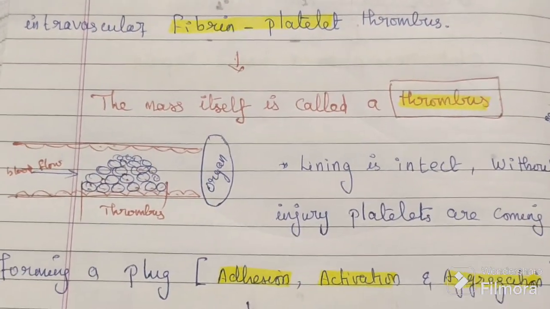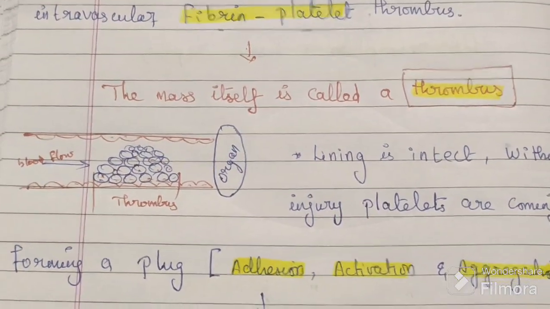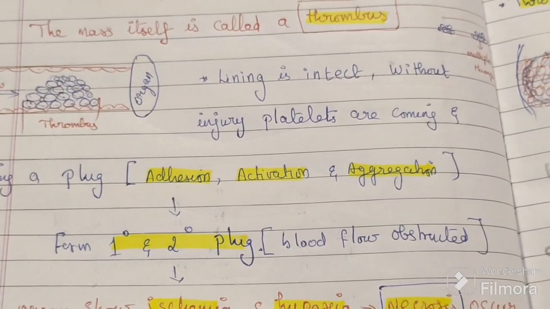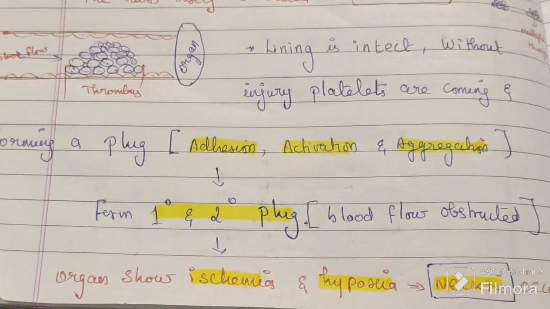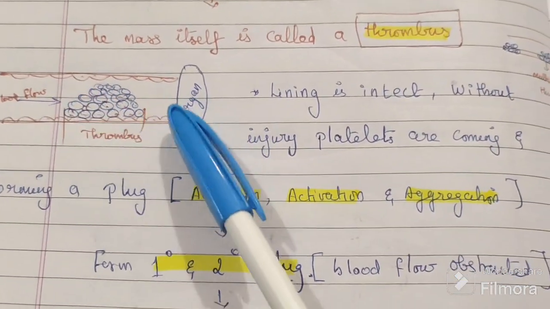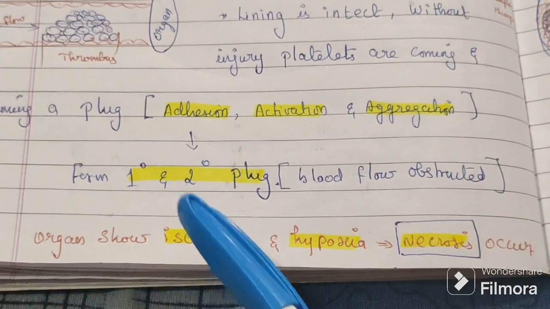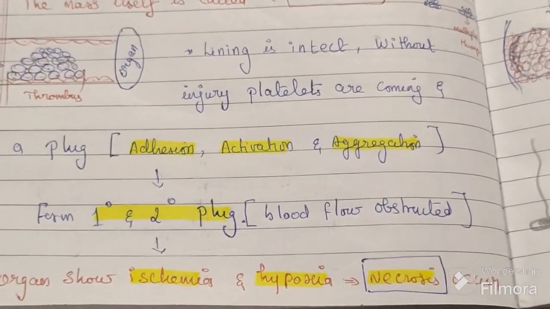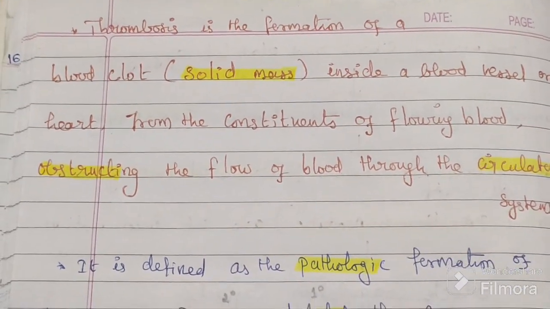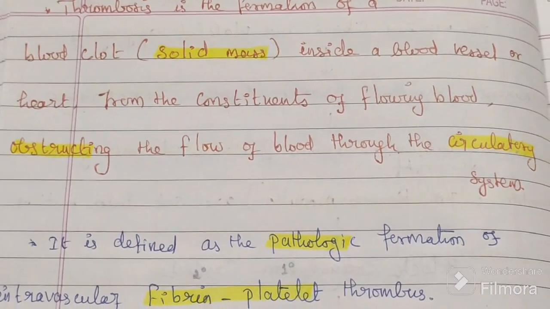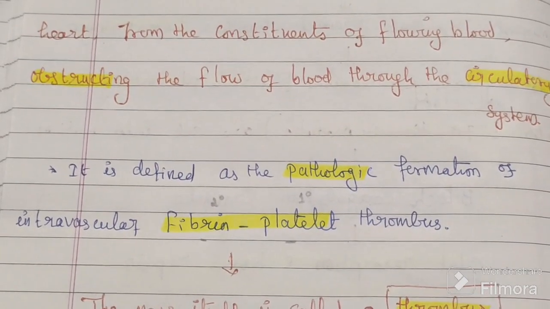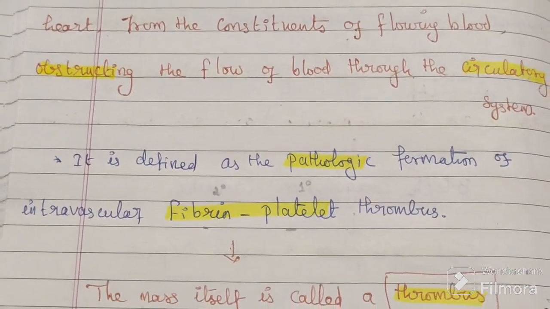So blood flow to this organ is obstructed. So that organ shows ischemia, hypoxia and necrosis. So here the blood flow will be affected. With injury it's good, the primary and secondary clot formation is a benefit for us, but without injury it is not good. So this one is harmful for us.